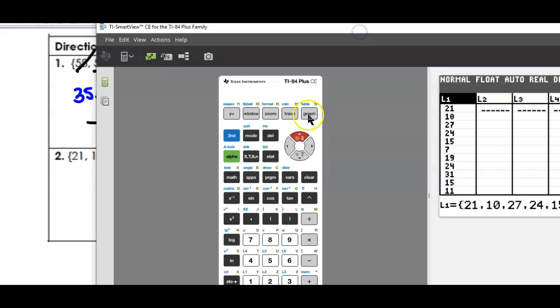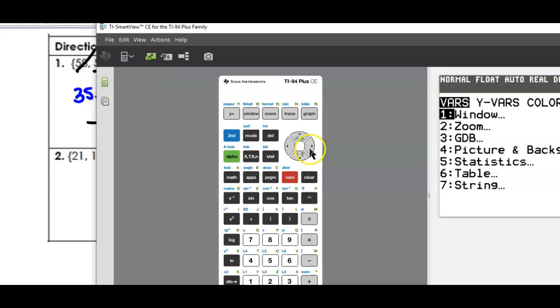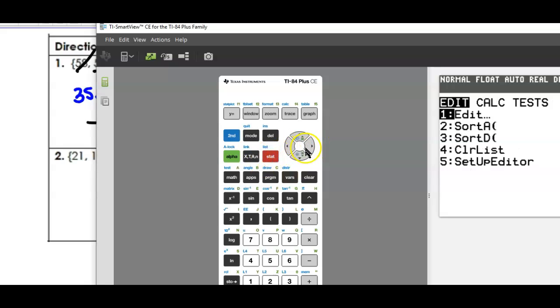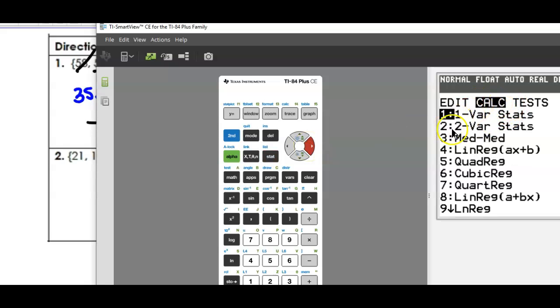I do. Okay. So the second thing you do is you go to stat, okay? But you arrow to the right. Stat, arrow to the right to calculate. You want to calculate something. What we want to calculate is using the one variable stats, because we only have one list of numbers. If you wanted to compare two separate lists, then you would have a whole other can of worms, okay?